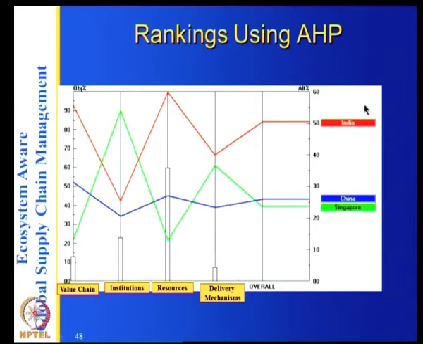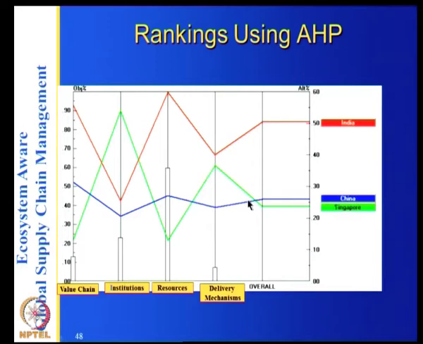Now, for example, in the ranking of this, although these are connected, they are not connected. The value chain score is this for India. The institution score is much the best for Singapore in terms of biotech, whereas it is medium for India, and for China it is lower, most probably because of intellectual property issues. And similarly, in terms of resources, India has very good research, and medium for China, and Singapore is lower in terms of the numbers.